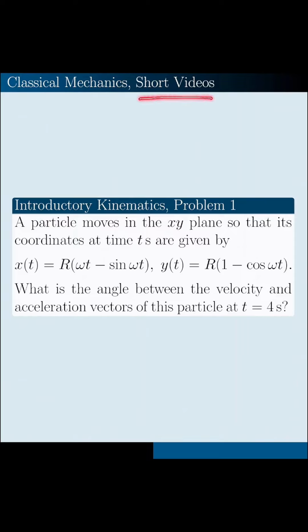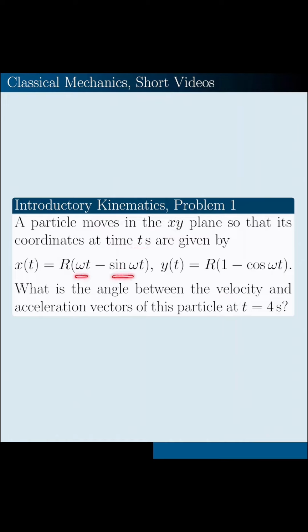In this short video, I'm going to solve this problem, which is a problem on introductory kinematics. A particle moves in the xy plane so that its coordinates at time t seconds are given by x of t equals r times (omega t minus sine omega t) and y of t equals r times (1 minus cosine omega t). What is the angle between the velocity and acceleration vectors of this particle at t equals 4 seconds? Pause the video at this point and give it a try yourself.